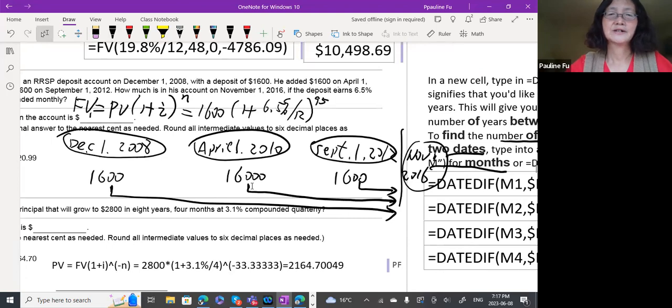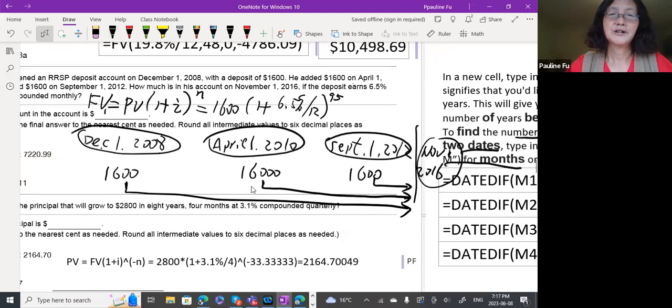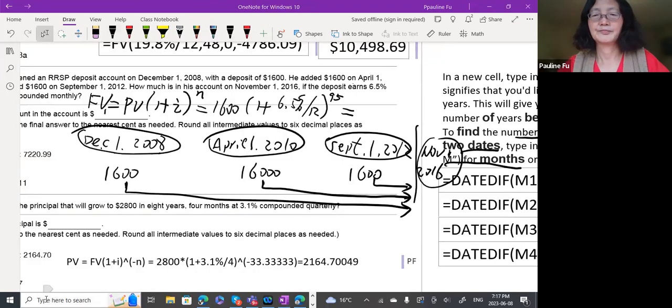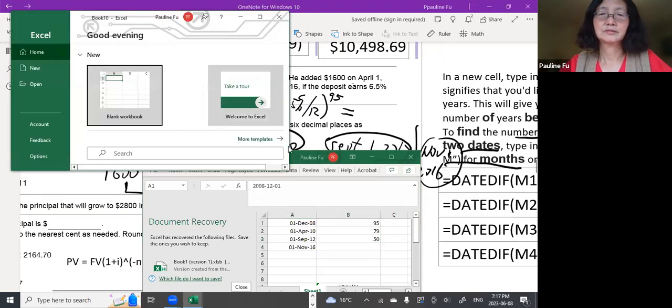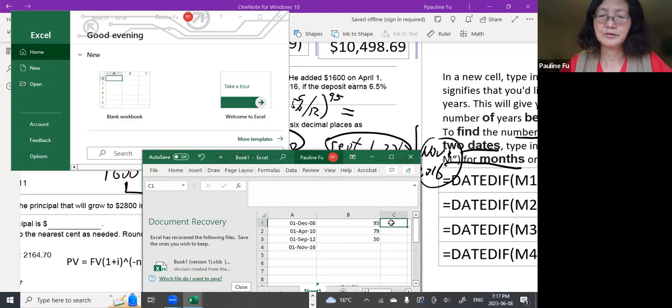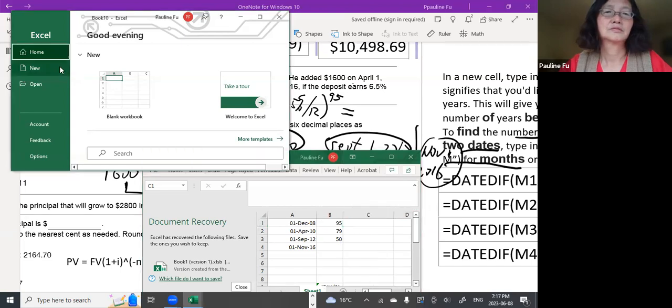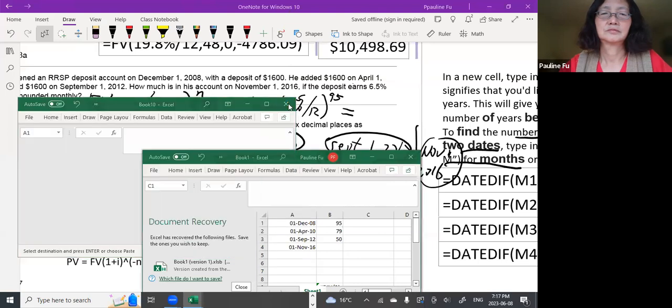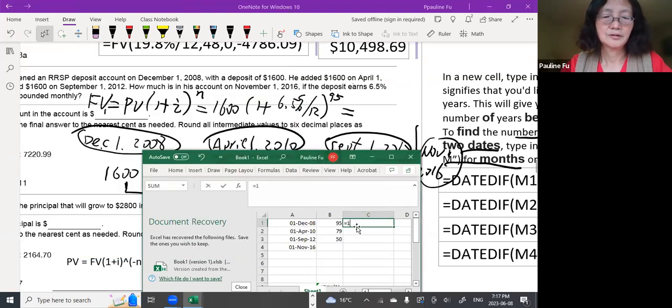This is one calculation. Another calculation, we need what is this number. Let's figure out what is this number. Again, Excel. So going to calculate 1600 times 1 plus 6.5% divided by 12 raised to power 95. Okay, this number.